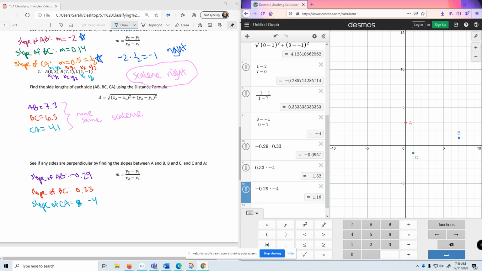Hi there, we're going to pick up where we left off in the last video. In the last video, we had found the side lengths for number 2, A, B, and C. None of them were the same, so it was a scalene triangle.